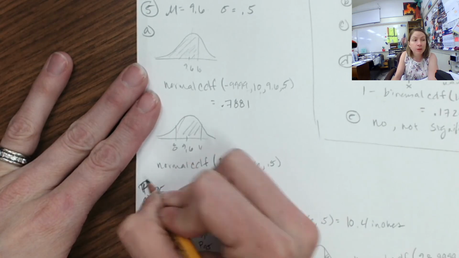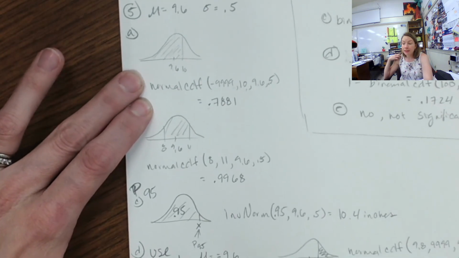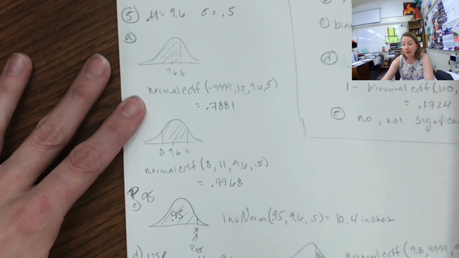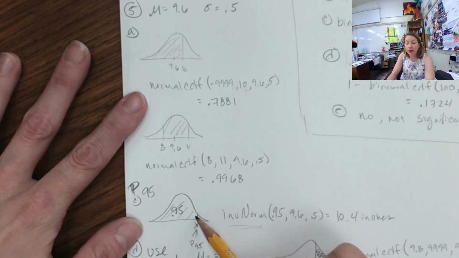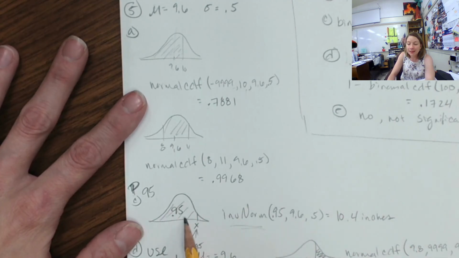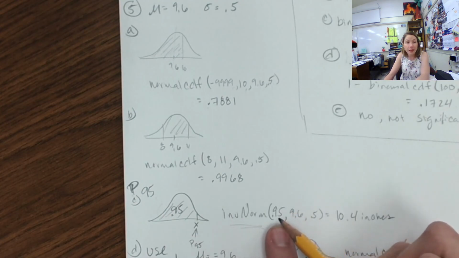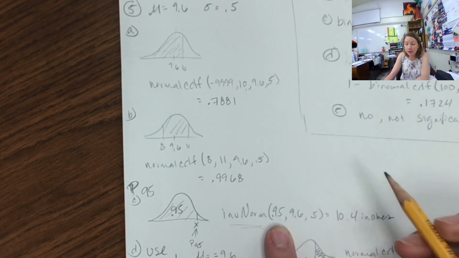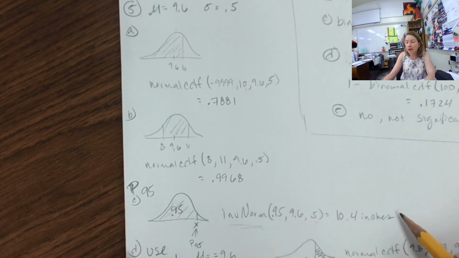The next one, so this one, they ask us P95, and P is percentiles. We didn't really do a lot with percentiles, right? So I'm going to do this one for you, and I didn't expect you to do it, right? I had you skipping 5C, but I'm going to do it just because it's the one that uses inverse norm. So when we're dealing with a 95 percentile, we're looking at the cutoff point for the lower 95%. So that means that this area is 0.95. So I can use inverse norm. It asks me for my area to the left. Area is always to the left. And then 9.6 is my mean, 0.5 is my standard deviation. So I get that that cutoff point is 10.4 inches.